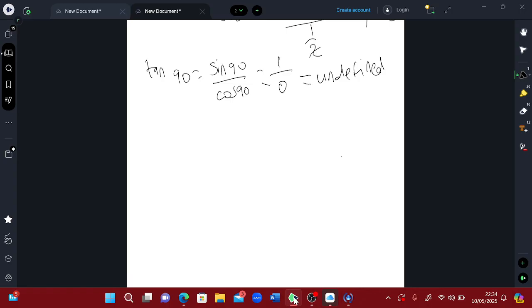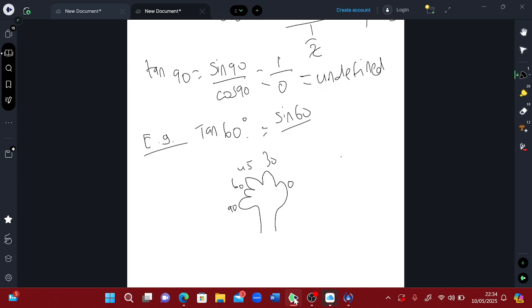So let's rejig our memory again. Let's do tan 60. Okay. So again, if you want, you can draw your hand again. 1, 2, 4, 5. A very weird hand. Anyway, let's label it 0, 30, 45, 60, 90. Okay, so tan 60, we should know, divide sine by the cos.